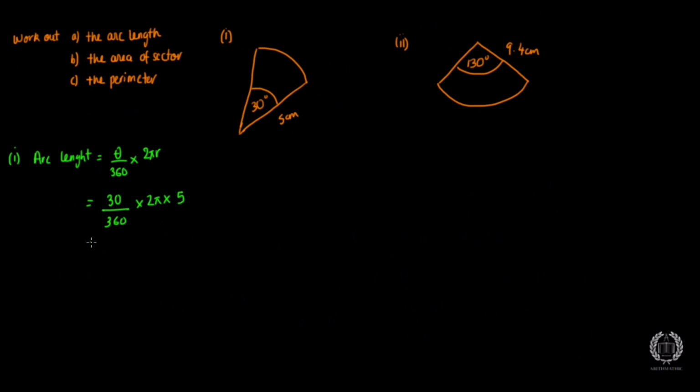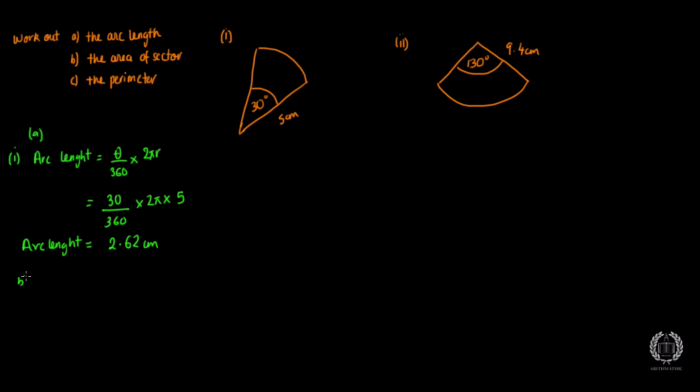If we put all of this in our calculator, our arc length is going to give us 2.62 centimeters, and this is my arc length. Now that's for A, I guess I should have said A.